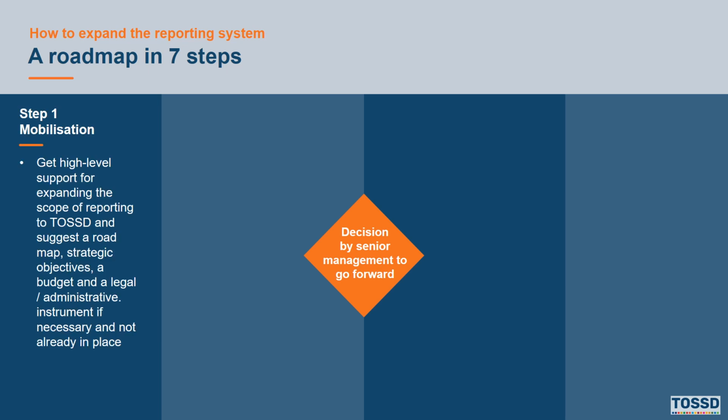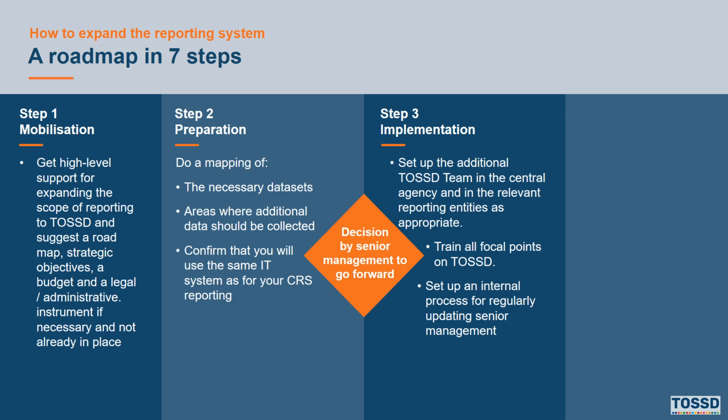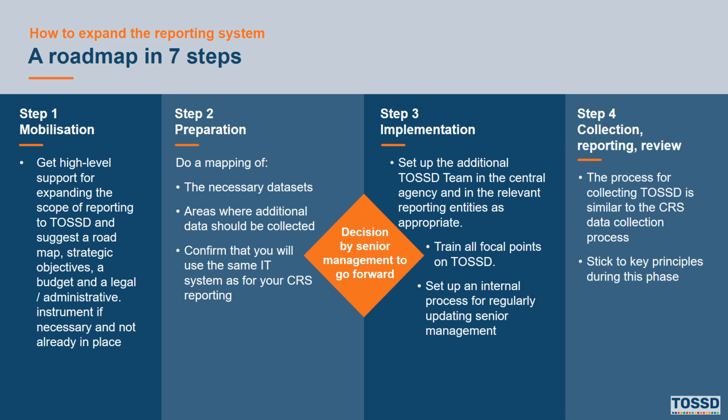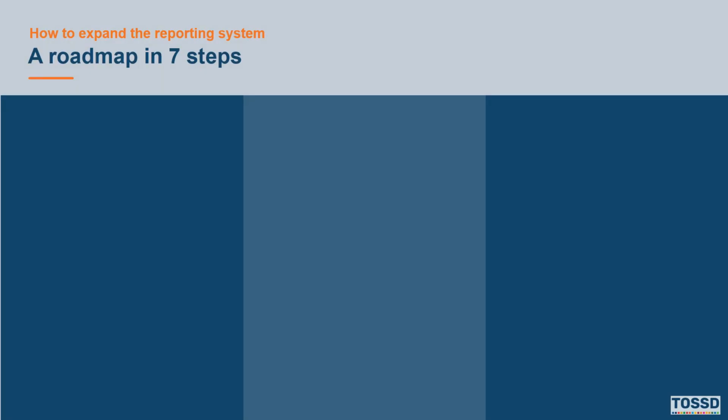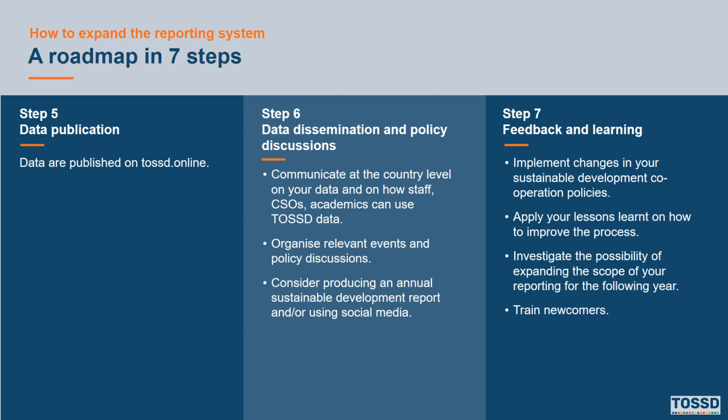The first 4 steps are mobilization, preparation, implementation, and collection, reporting, and review. The final steps are data publication, data dissemination and policy discussions, and feedback and learning.